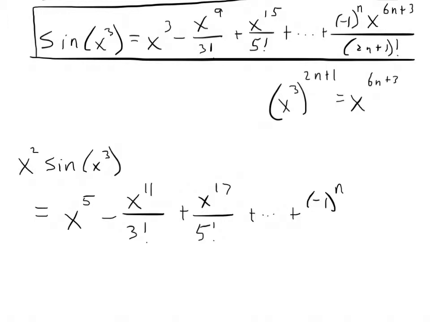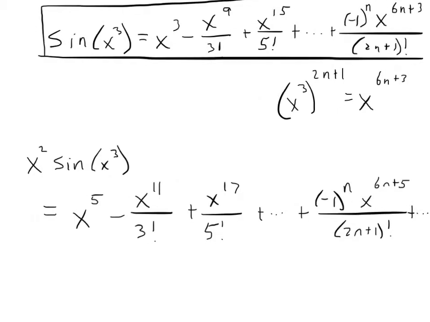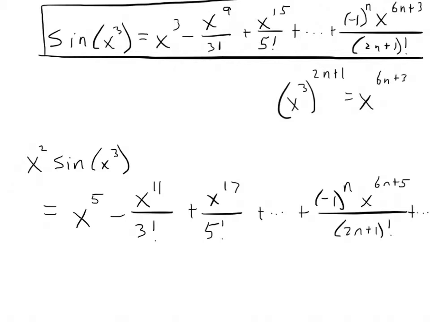Now, think about this. What happens to this power of x when I multiply by x squared? If I have x to the 6n plus 3 times x squared, I should be able to add those powers because they have the same base. This will be x to the 6n plus 5 all over 2n plus 1 factorial. And this is a big part of today's lesson. Really, this is the heart of today's lesson.